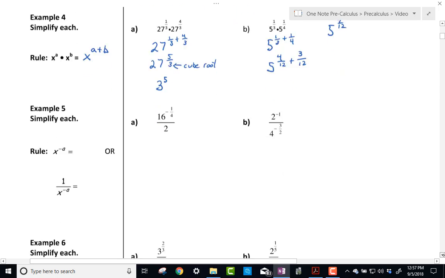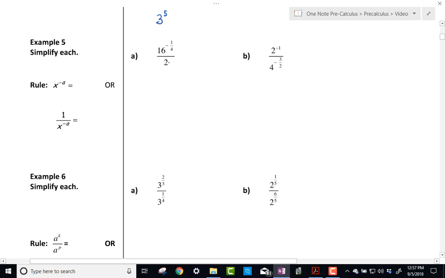What do we got down below here? Number 5, we simplify each. All right, so this is just a little bit of order of operation stuff here. You'll notice I've got 16 to the negative 1/4. I cannot divide 16 and 2. Why can't I do that? Because exponents come before division in the order of operations. All right? So I've got a couple of rules I need to deal with.